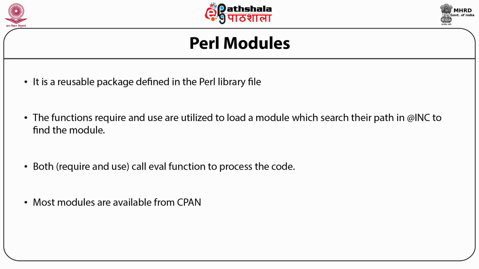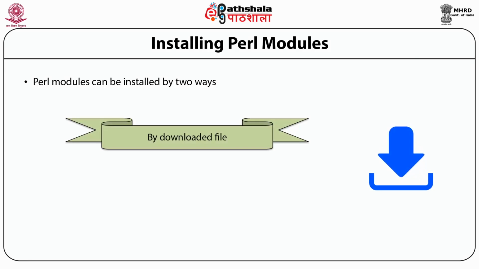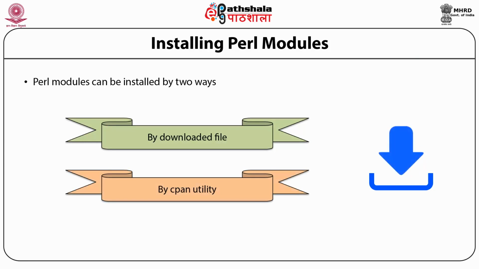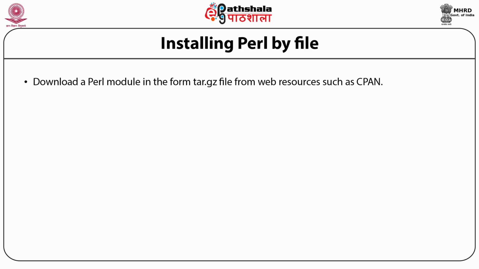Most of the Perl packages are available at CPAN, which stands for Comprehensive Perl Archive Network. Perl modules can be installed in two ways. First, by a downloaded file, or second, by the CPAN utility. To install a Perl module by downloaded file, first we need to download a Perl module from web resources such as CPAN, where Perl modules are deposited in the form of a tar file.